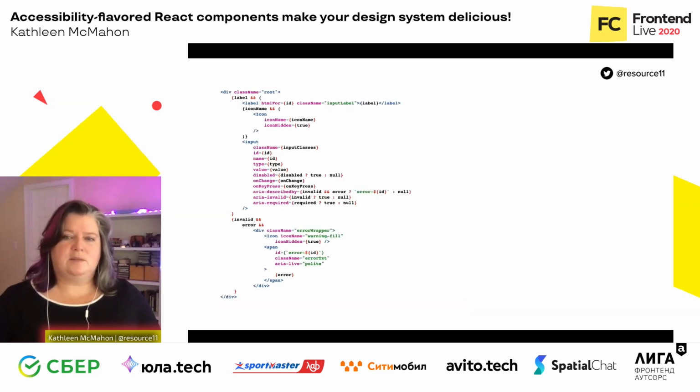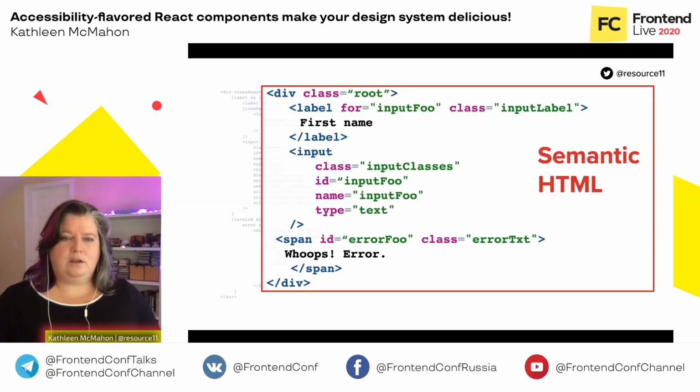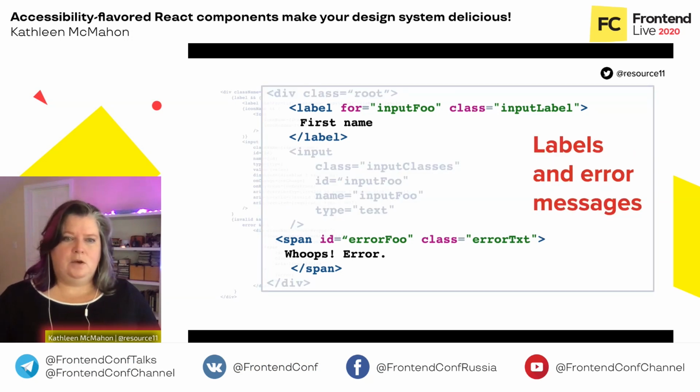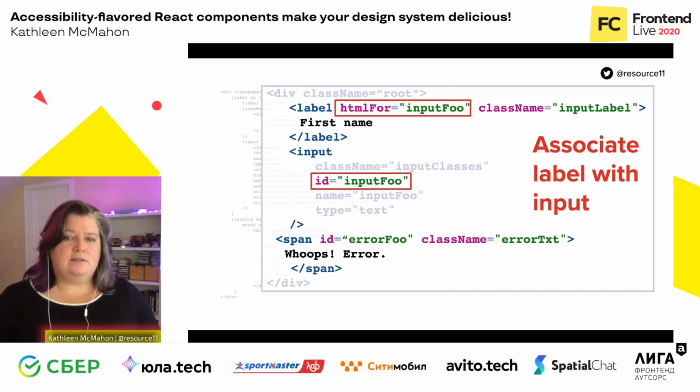This is an accessible input pattern. It's a bit hard to read, so let's zoom in. We start off with our high quality ingredients. This is our semantic HTML. We pair our labels and error messages to the input. And in JSX, we associate the label with the input by pairing the label's htmlFor prop with the input ID's value.